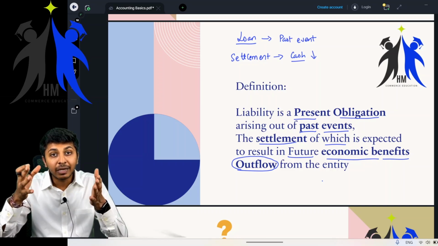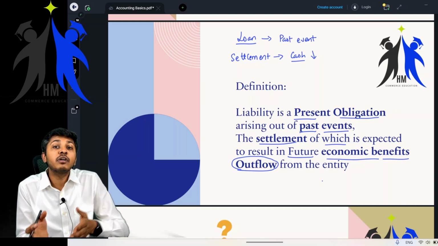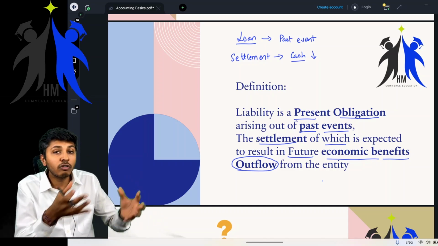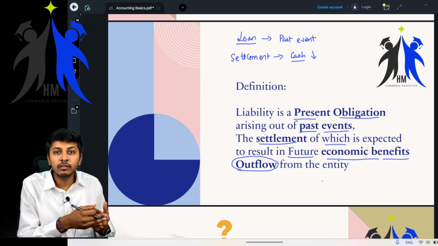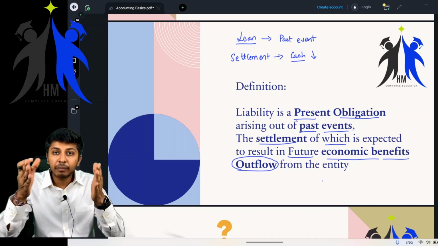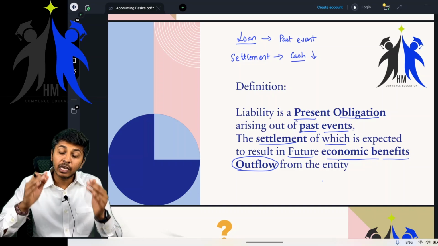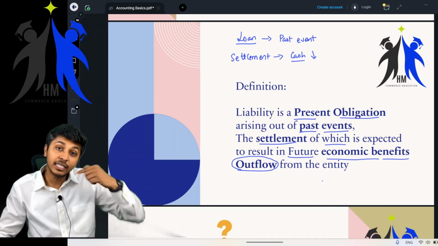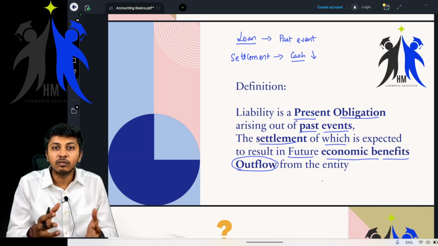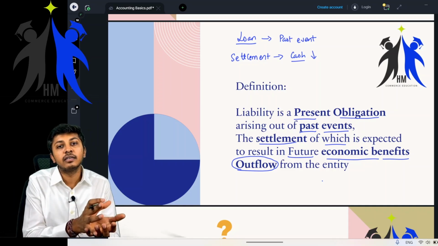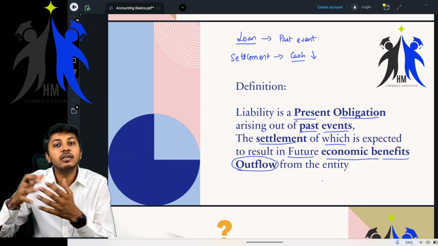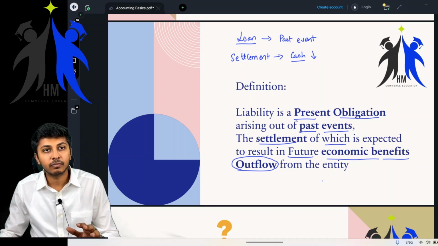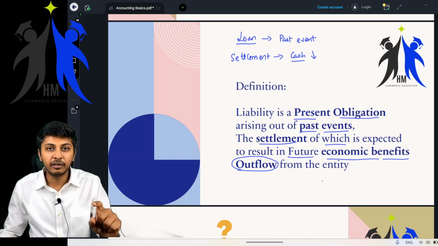Loan is a present obligation because of a past event. What is the past event? Taking this loan for buying a building is the past event, correct? So this loan is a present obligation which I have to settle in the future, which has come because of a past event. And if I settle this, my money will go out of the entity, and hence this loan is a liability. I hope I am clear.